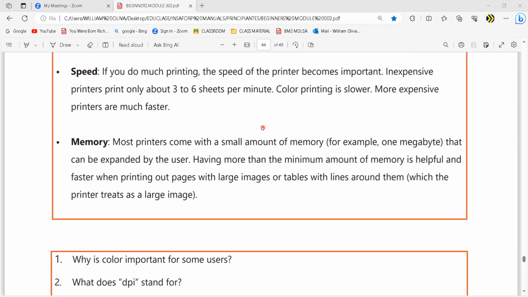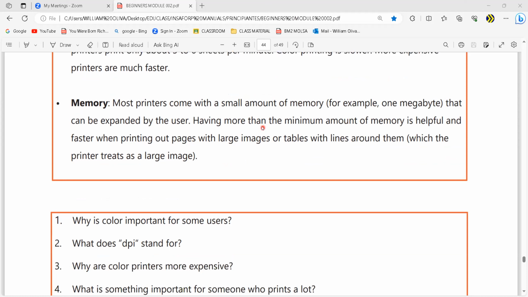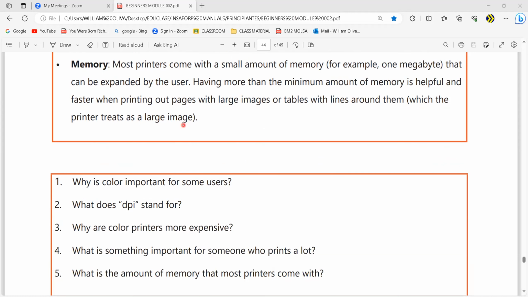Carla Soto, can you read about memory, please? Okay.